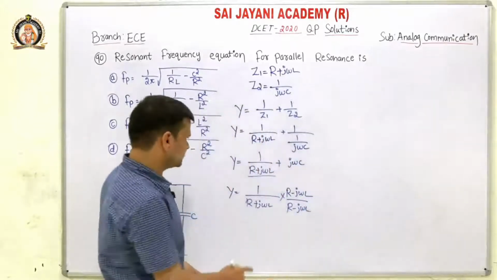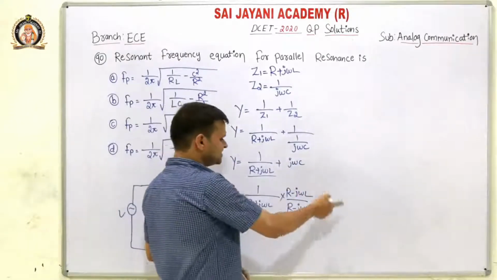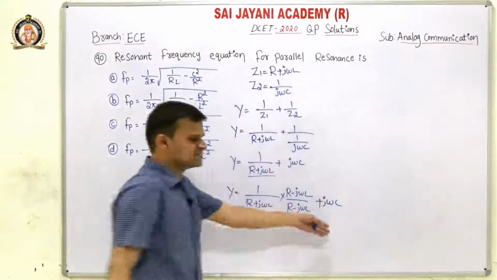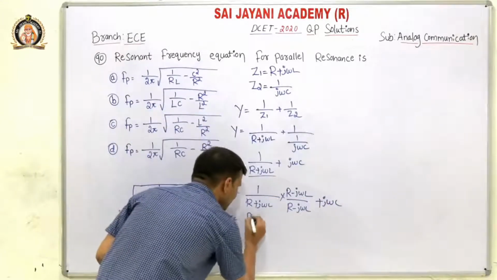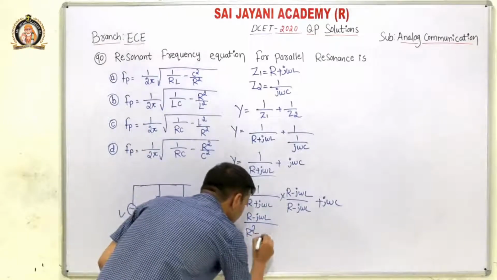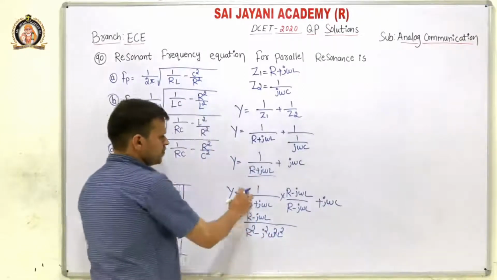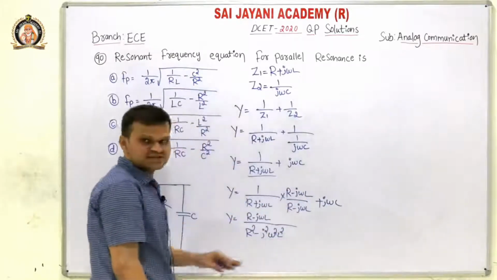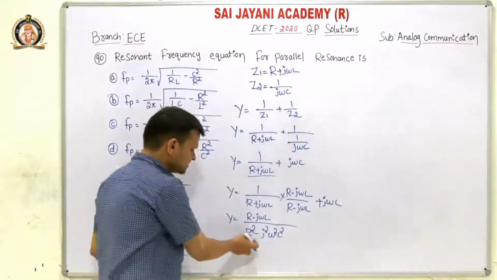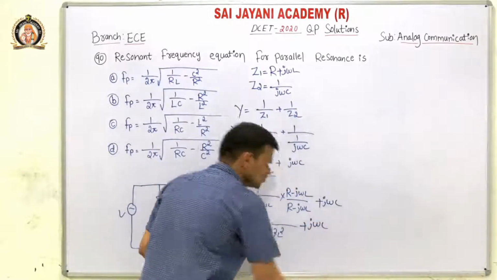In order to eliminate the j term in the denominator, we will multiply both numerator and denominator by R minus j omega L, and this plus j omega C. So we will get R minus j omega L divided by R square minus j square omega square L square. 1 into R minus j omega L becomes R minus j omega L. Here R plus j omega L into R minus j omega L becomes R square minus j square omega square L square, okay, and this is j omega C.